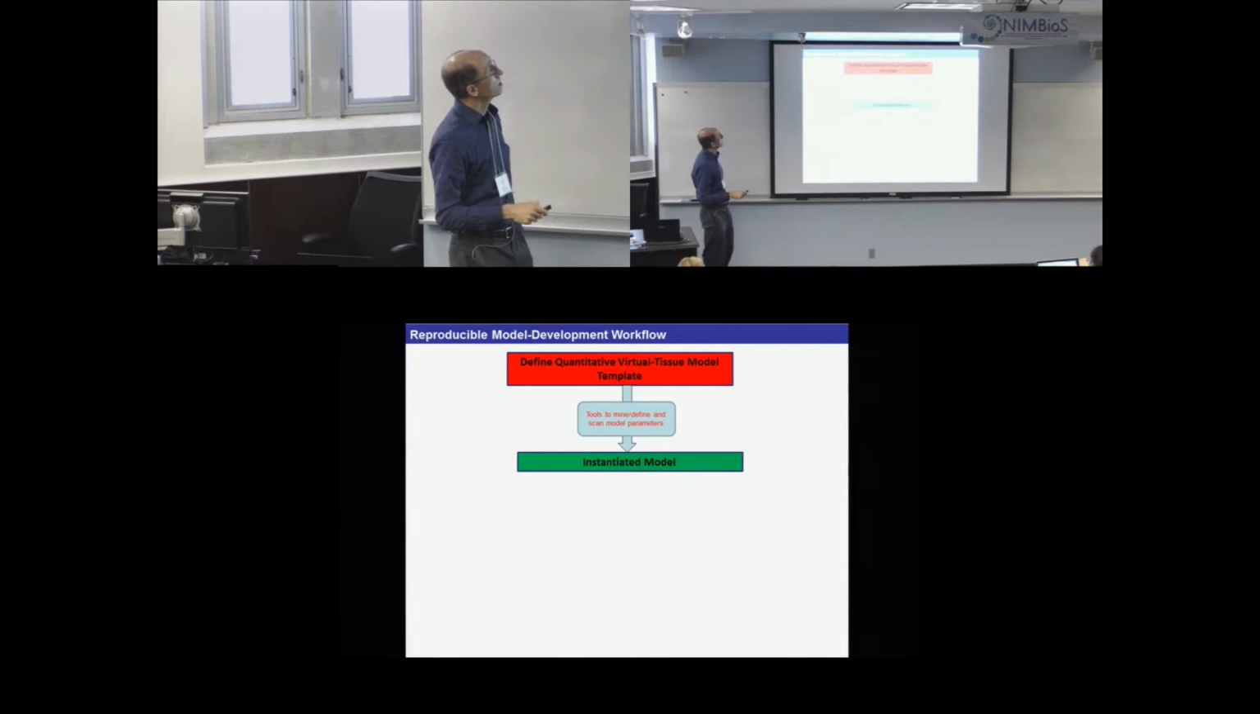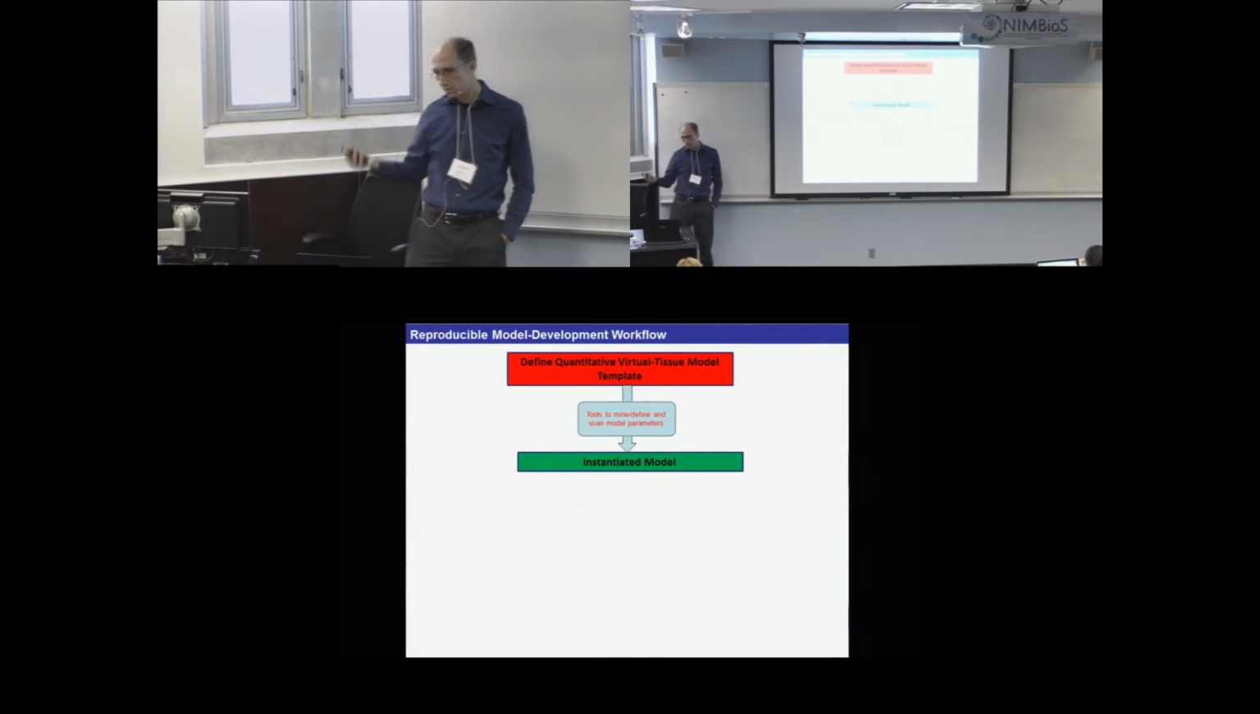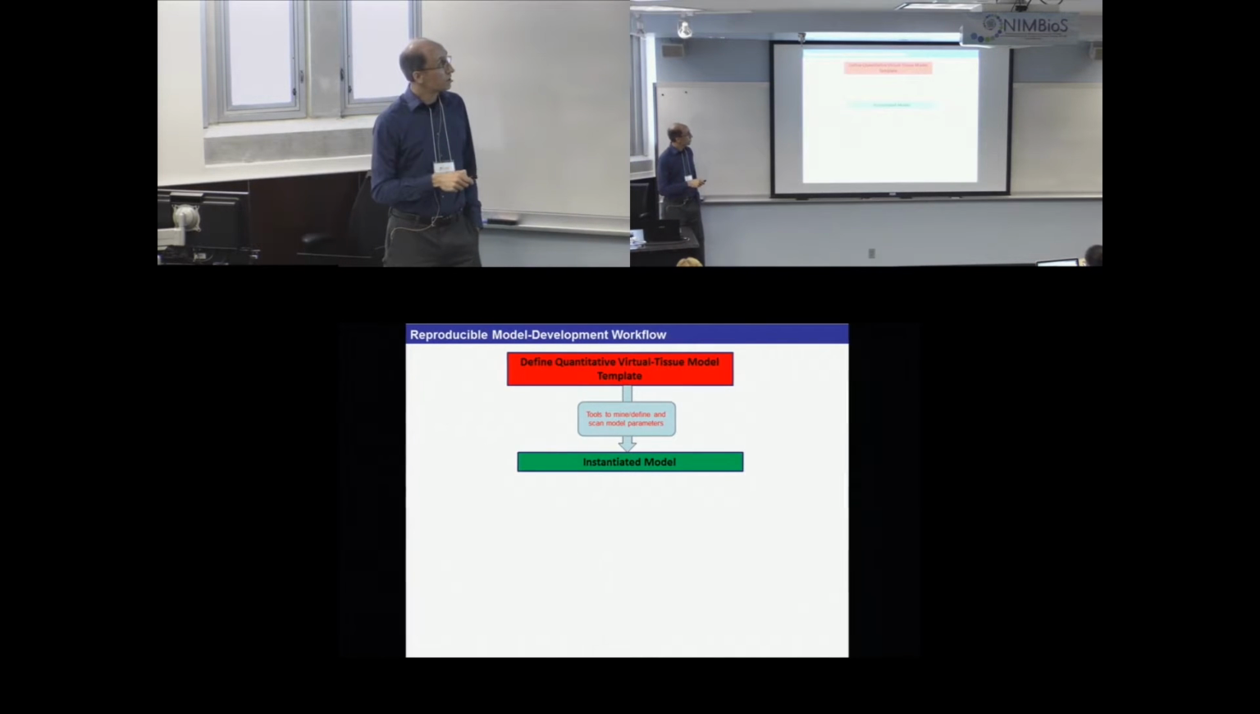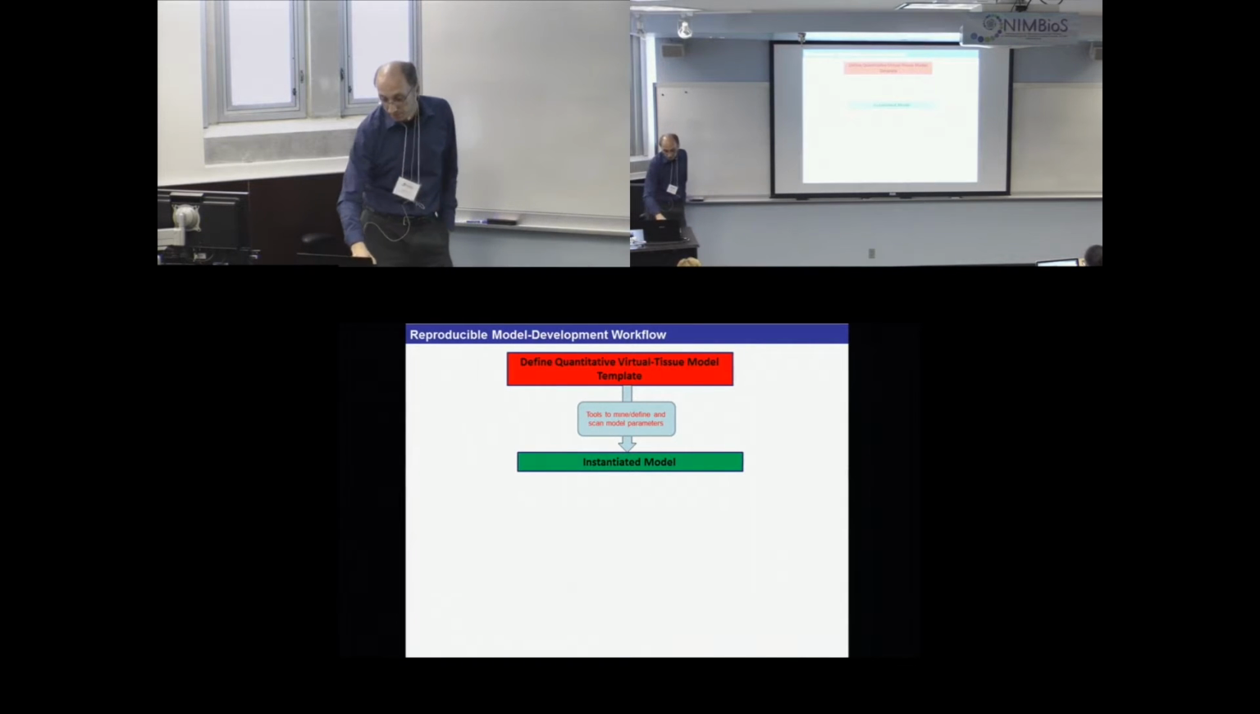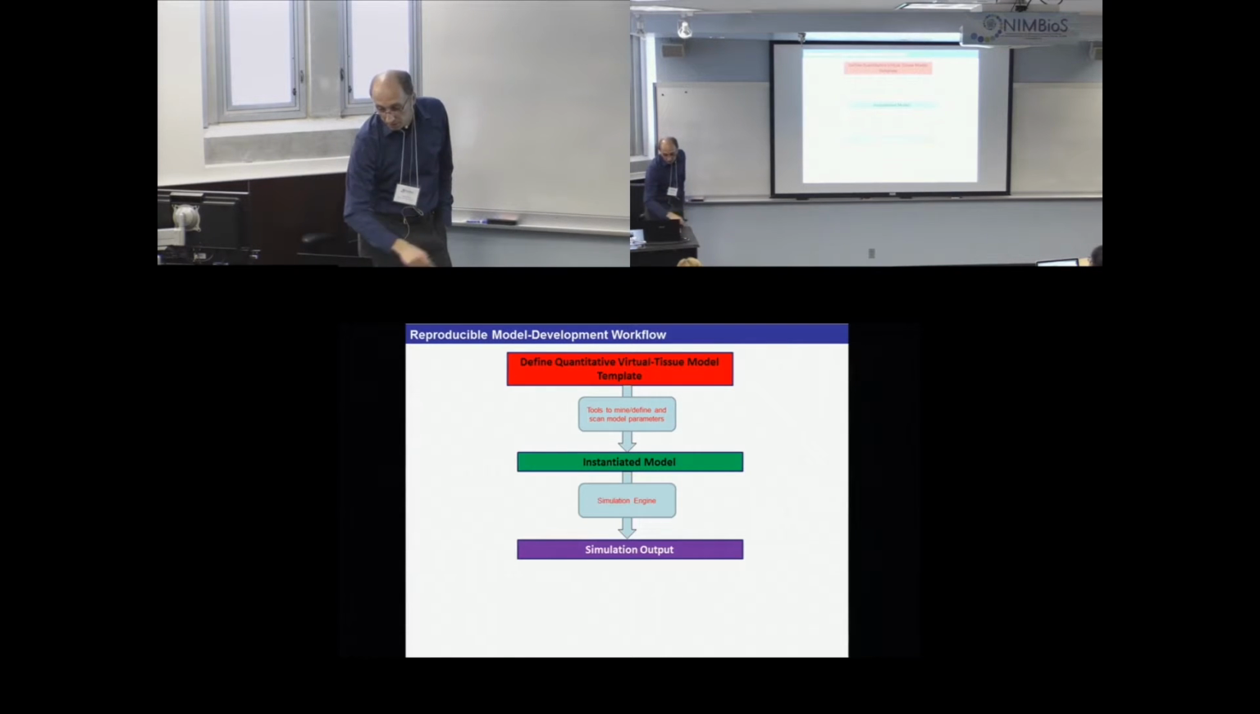And this is precisely what this step is talking about. We take this model template, and then we look for parameters. And again, where do we look? We can talk to experimentalists, we can scan databases, but to be systematic, we also need to develop, at some point, tools which will facilitate either mining or retrieval of existing parameters, or parameter scans. And this brings us to the instantiated model.